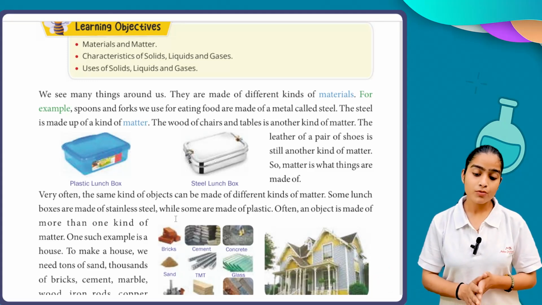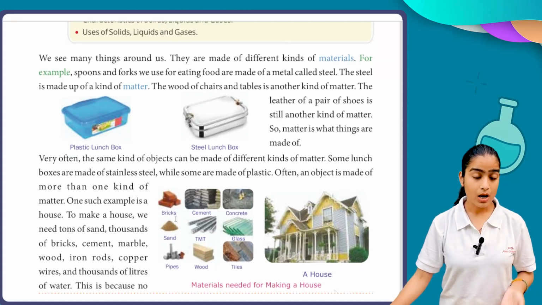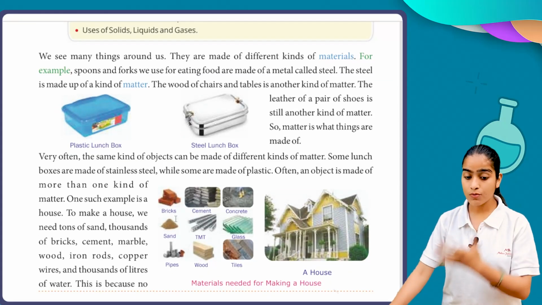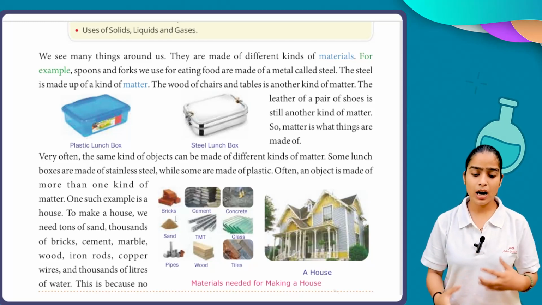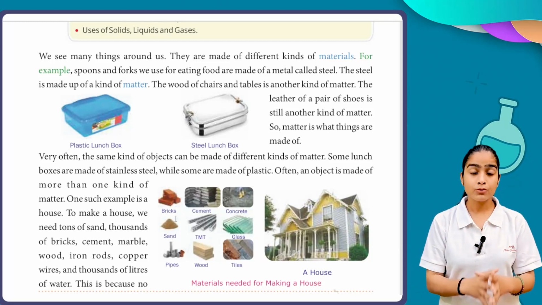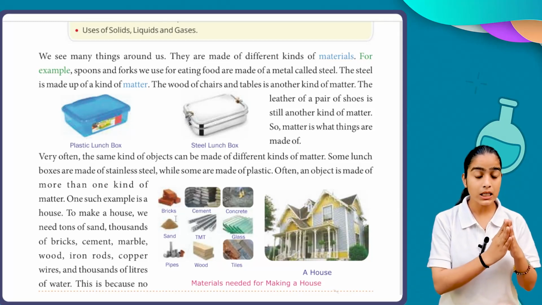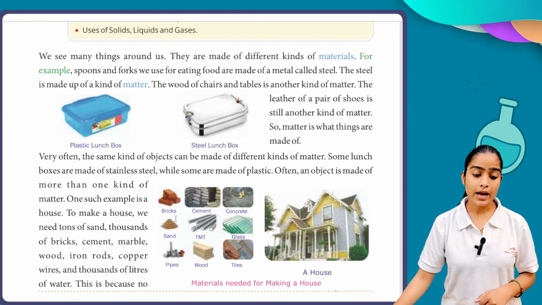Often an object is made up of more than one kind of matter. One such example is a house. If we look at our house, what we see there is bricks, cement, concrete, sand, TMT, glass, pipes, wood, tiles. All these different things help to make a single home. To make a house we need tons of sand, thousands of bricks, cement, marble, wood, iron rods, copper wire and thousands of liters of water.